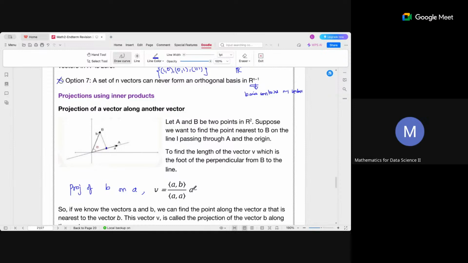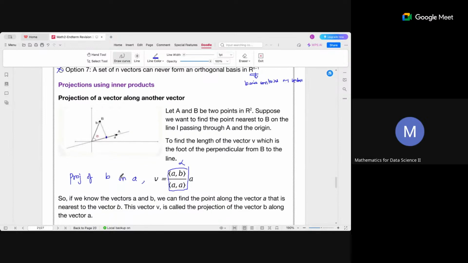I'm not going into the details of how we got this, but projection of B on A is this expression. First of all, you should know that it also lies along the same vector A, so it is simply a scalar multiple of A, because it lies along the same vector A. Fine. So this is the projection of one vector on another vector.